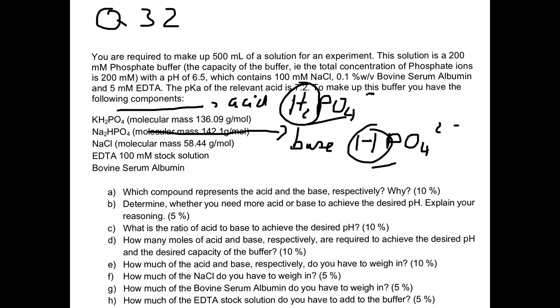So for part B, determine whether you need more acid or base to achieve the desired pH. Well, we said if the pH is lower than the pKa, the whole thing is more acidic, and therefore we need more acid. If it was the other way around, if pH is higher than the pKa, then it would be more basic and we would need more base.